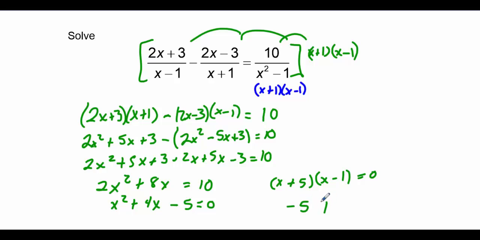And it turns out 1 is an extraneous value because if we plug it back in, we get an undefined 0 value there.